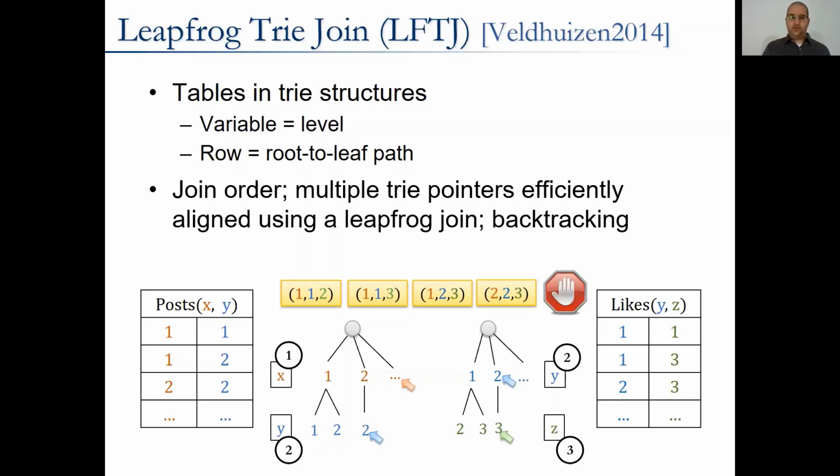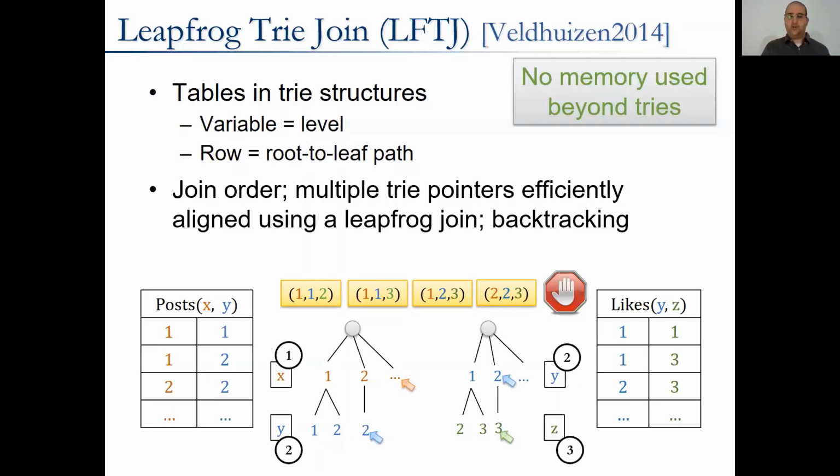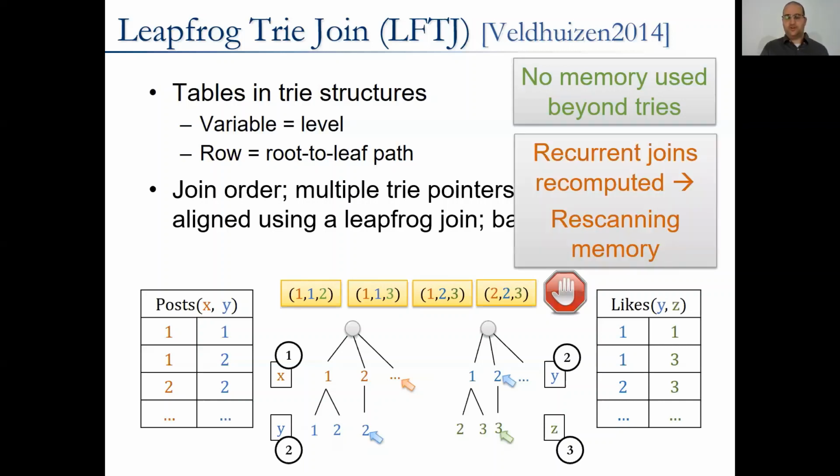A very important property of the last algorithm is that no memory is used other than the tries. But the problem is that recurrent joins are recomputed, so we're going to rescan the memory again and again.